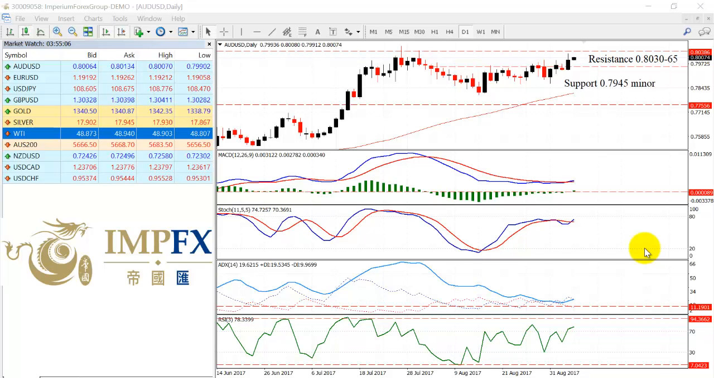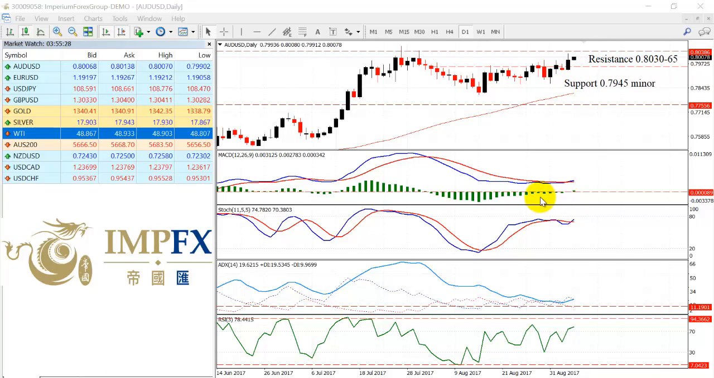But the question is now whether it can break through the resistance of 80.65. If we see a break there, then I would rather sit back and see how the market plays out. My concern at the moment is the fact that the US dollar is still weak and therefore could see further retests to the topside after printing a high of 28 overnight.